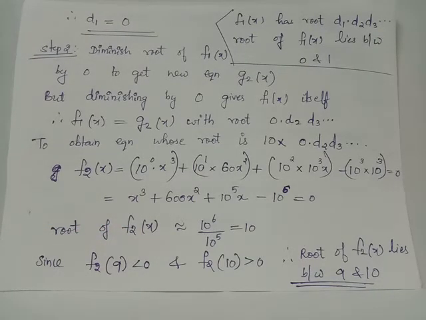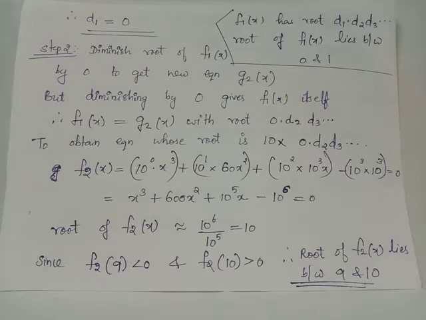Root of f2 of x will be approximately equal to the absolute value of the constant term upon the coefficient of x. Thus, here root of f2 of x will be approximately equal to 10 raised to 6 upon 10 raised to 5, which equals 10. Since we have obtained a root of f2 of x which is an integer, we don't know in which interval, 9, 10 or 10, 11, the root of f2 of x will lie. Hence, we will use the rule of Descartes to know in which interval the root of f2 of x will lie. Since f2 of 9 is negative and f2 of 10 is positive, this ensures that the root of f2 of x will lie in the interval 9, 10.